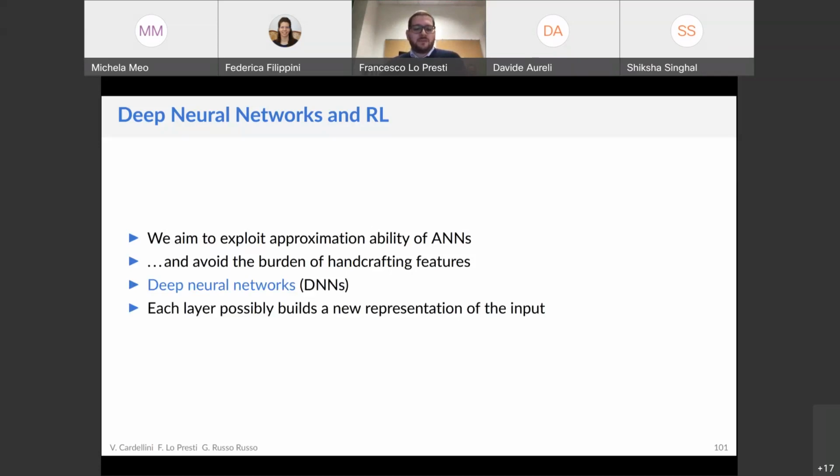Deep neural networks are basically neural networks where you have multiple hidden layers. And in this kind of network, each layer possibly computes a new representation of the input of the network. So it is able to learn which is the best representation of the data to use for the approximation. And this is something we like.